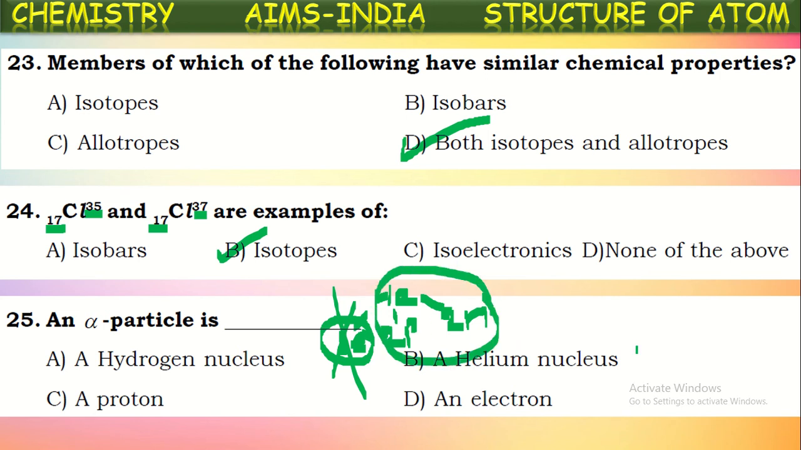An alpha particle is nothing but a bunch of two protons and two neutrons. That's why we say an alpha particle is also represented as He2+ ion, because after removal of two electrons from helium, it remains with two protons and two neutrons. Okay, an alpha particle is similar to a helium nucleus. Okay, this is the correct answer.